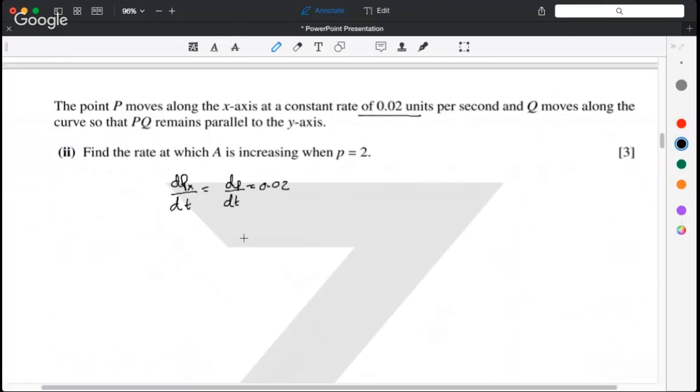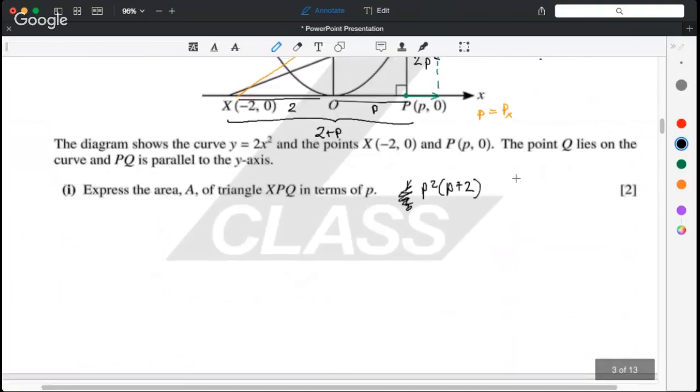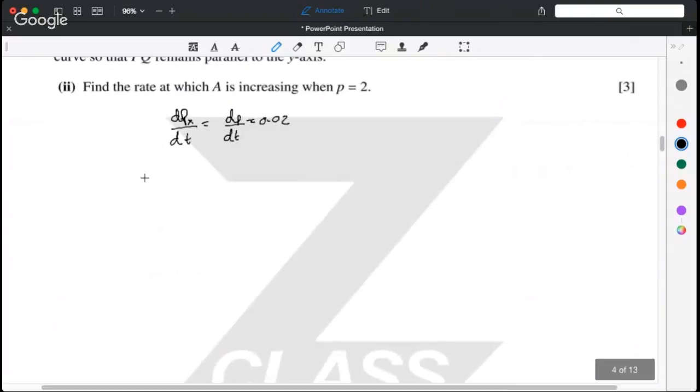Now we want to know how the area is changing. Well, the area just depends on p. It doesn't depend on anything else. So all we have to do is differentiate this. So we start out with area is p squared times (p plus 2). And we're going to differentiate this with respect to time. So we have dA/dt is going to be equal to, okay, and you may have a favorite way, but sometimes with these polynomials, it's better just to multiply everything out, and you'll see very clearly what the derivative is.